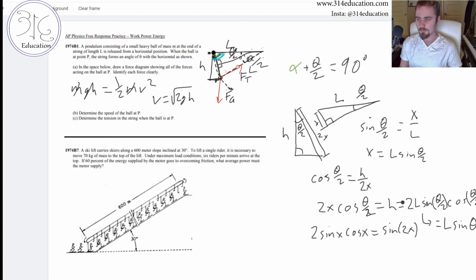Good. And so that's our h, meaning then our velocity all the way back up here is going to equal square root of 2gL sine theta. Good. So that's the speed of our ball at that point there. Next, we want to determine the tension in the string.